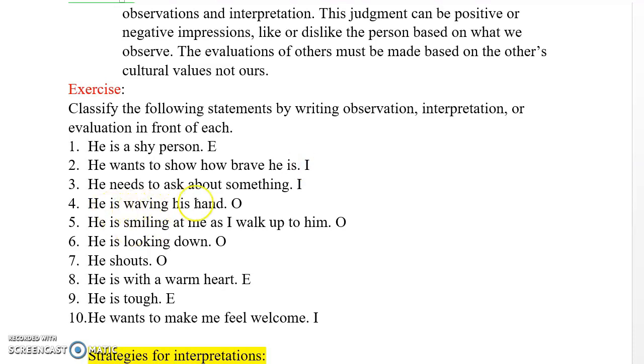Okay, he is waving his hand. The action that he is doing now is waving his hand. So this is observation. He is smiling at me as I walk up to him. So again, this is observation. He shouts. It is observation. Okay, he is tough. This is evaluation. He wants to make me feel welcome. This is an interpretation, and so on.